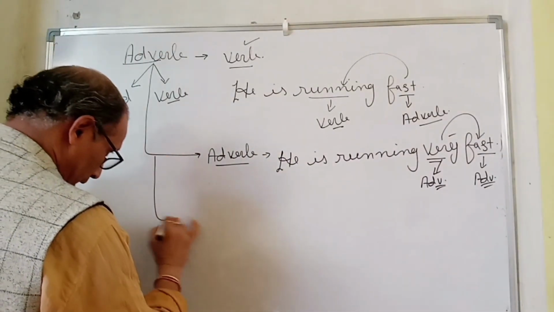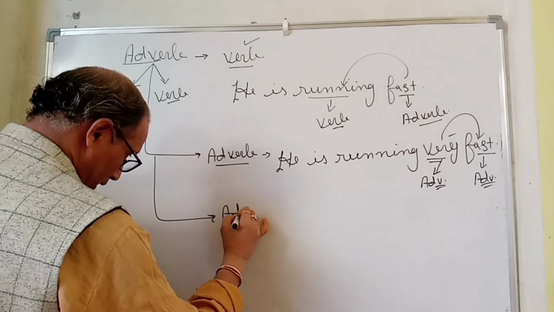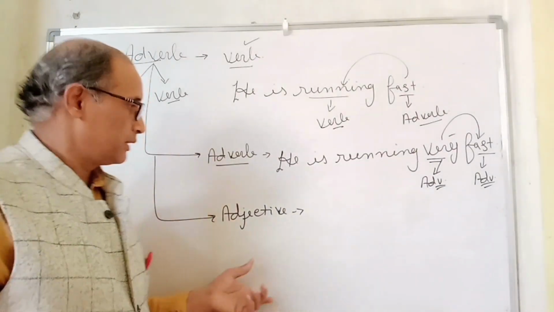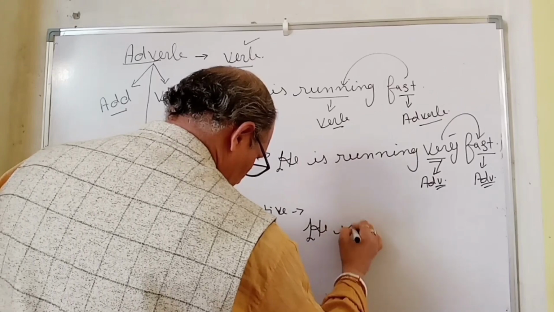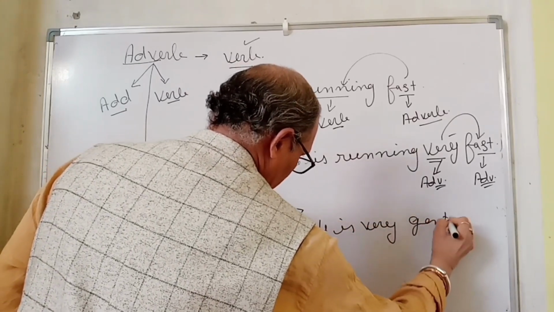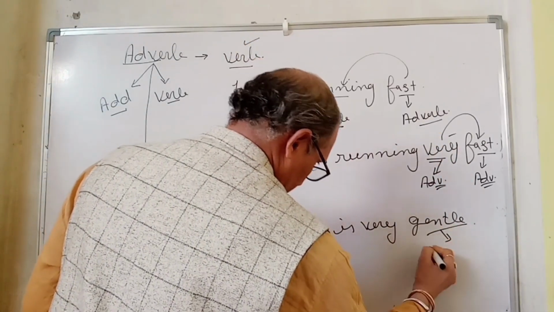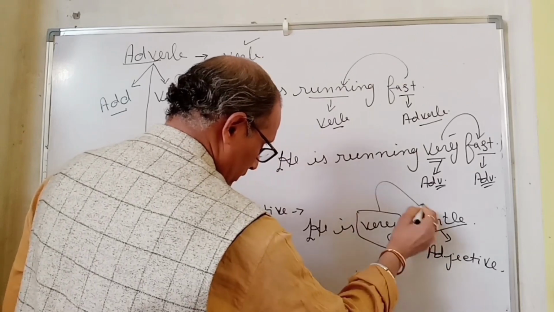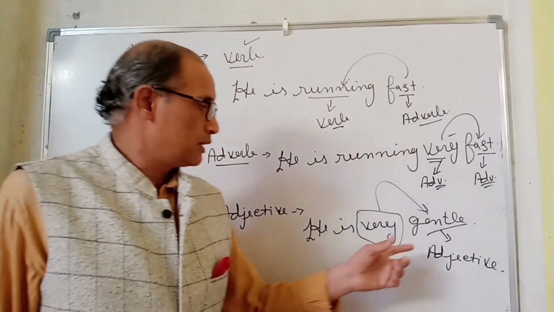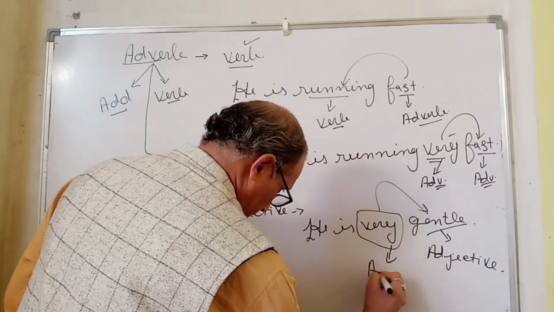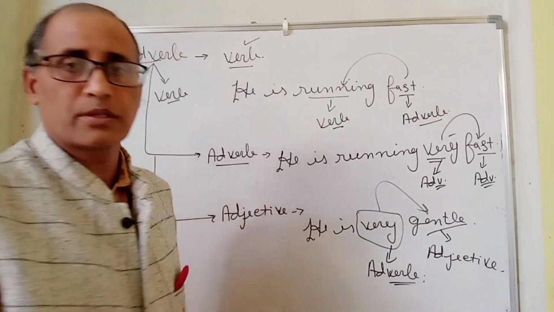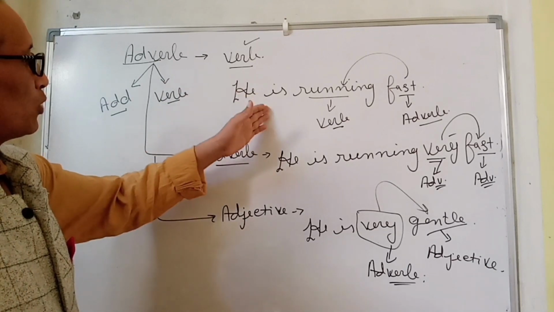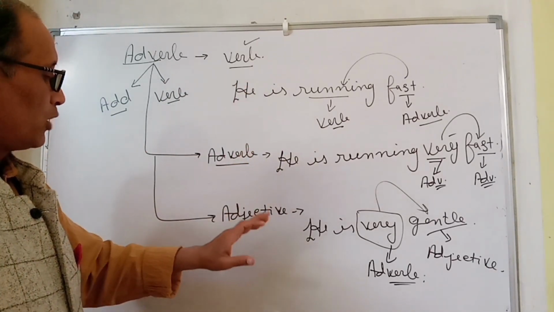This adverb also qualifies adjective. Okay, it can also qualify adjective. Its example is this: He is very gentle. What is gentle? Gentle is adjective. This very qualifies or modifies adjective. So this is the reason that this is adverb. Okay, students. So if you see these three sentences, you can see yourself that adverb can qualify or modify verb, adverb, and also adjective.